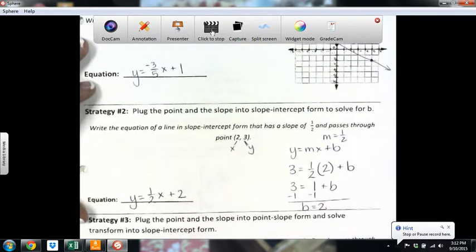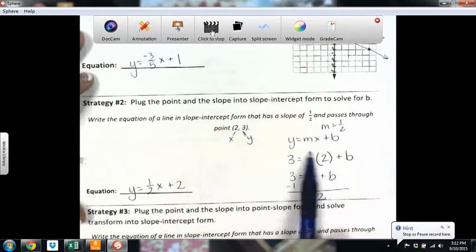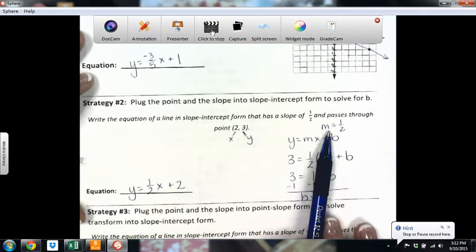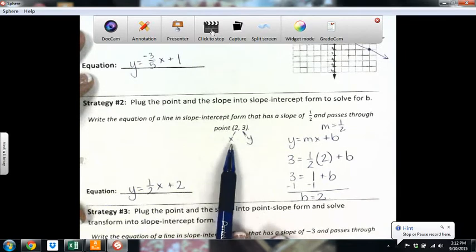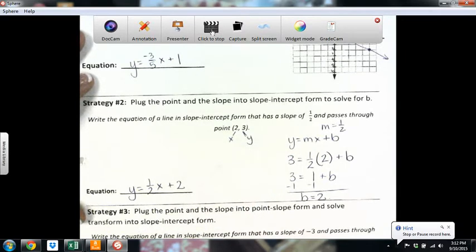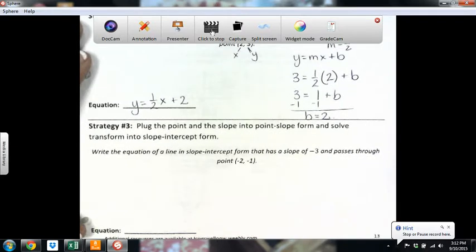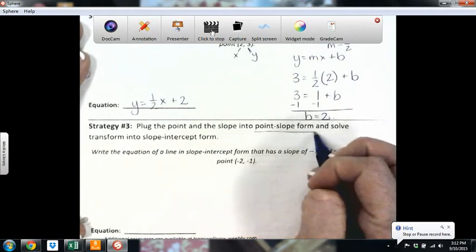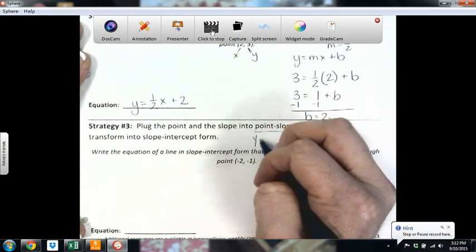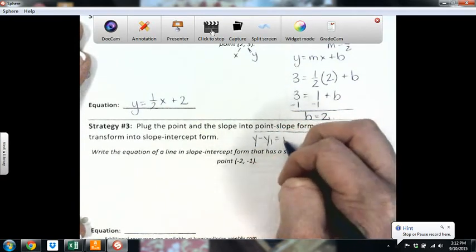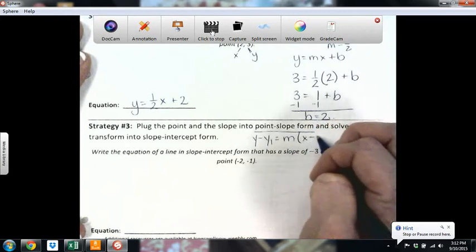Down here, I started with my slope-intercept form. I plugged in my slope, which they gave me in the problem, and I plugged in the x and y coordinates from that point. The third strategy is the one I actually prefer. I recommend using this one, but it requires you to know point-slope form, and so that part is a little bit different. Point-slope form is y minus y1 equals m times the quantity x minus x1.